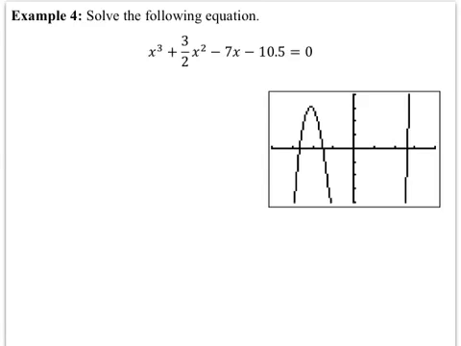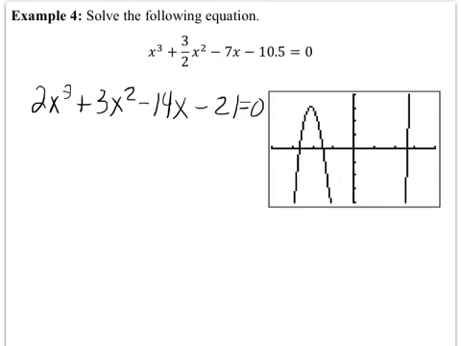So we're going to end up getting 2x cubed plus 3x squared minus 14x. And if we double this, we're going to get minus 21 equals 0. So this beginning here is a 2x cubed. Now, when we look at this part, it looks a little bit easier, because now we can look at our p's and q's and figure out what our integers are.